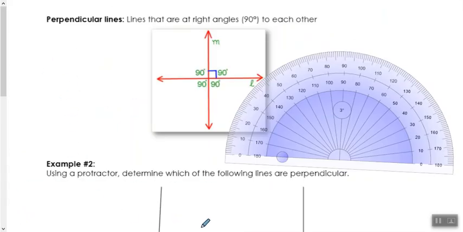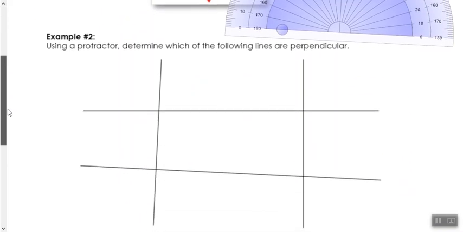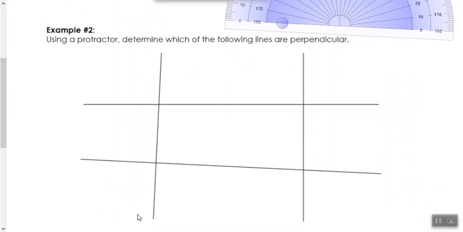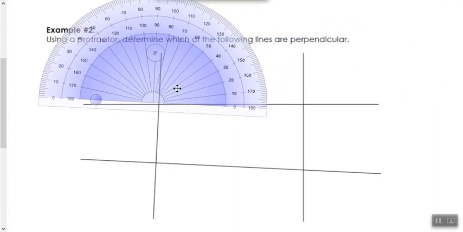Next page. So once again, you should have this already. Perpendicular lines are lines that are at right angles, or 90 degrees, to each other. So using a protractor, determine which of the following lines are perpendicular. Now remember, human eyes are actually really good at this already, so you can probably already tell which ones are going to be perpendicular.